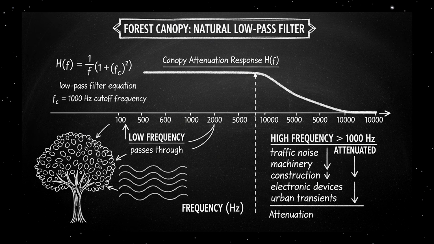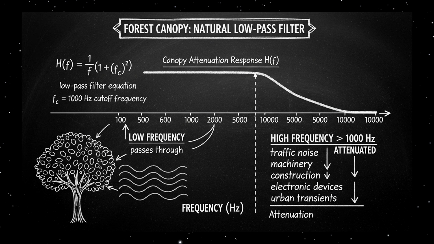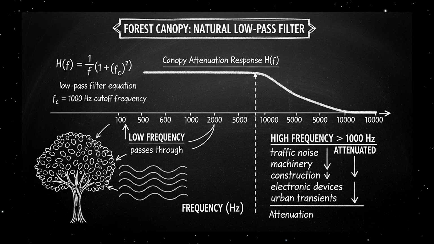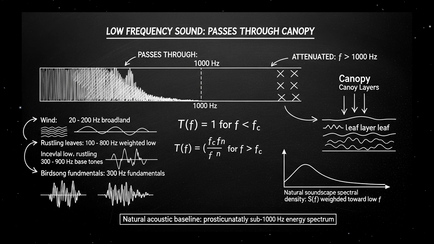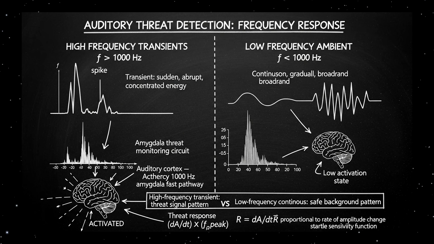High-frequency sound, the frequencies above 1000 Hz that characterize traffic noise, machinery, construction, electronic devices, and the sharp transients of urban acoustic environments, is attenuated by the canopy. Low-frequency sound, the frequencies below 1000 Hz that characterize wind, rustling leaves, birdsong fundamentals, and the broadband baseline of natural acoustic environments, passes through with less reduction. This filtering matters because the auditory threat detection system responds differently to different frequency ranges.